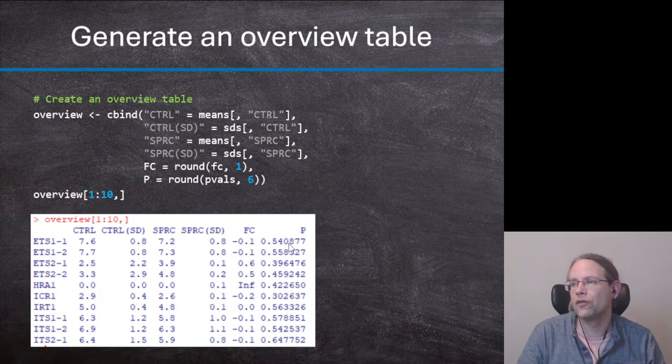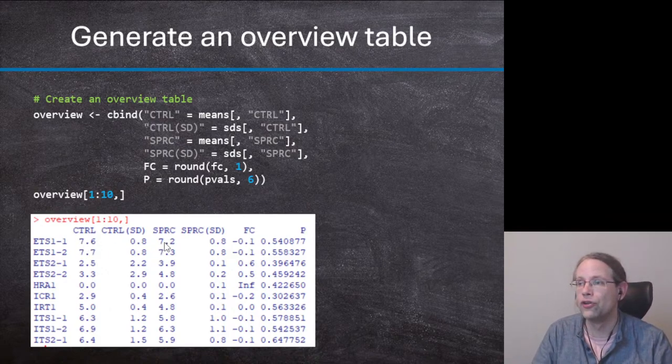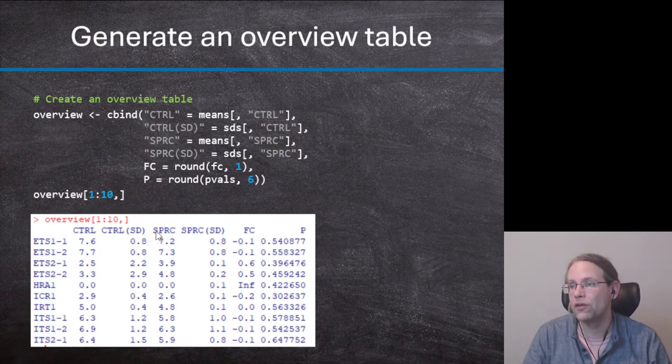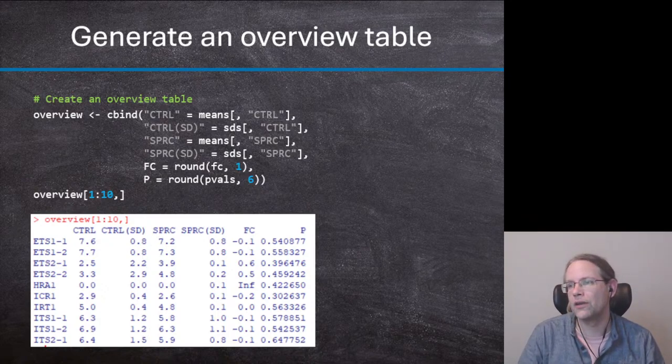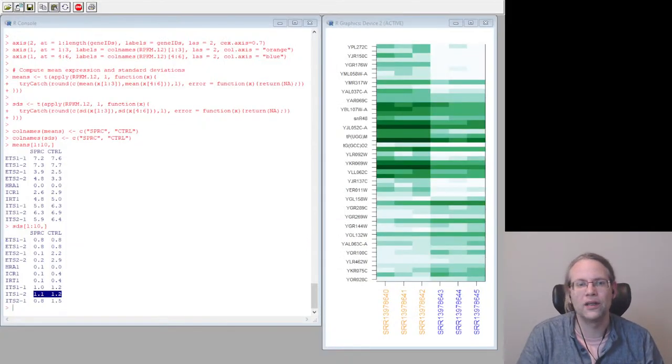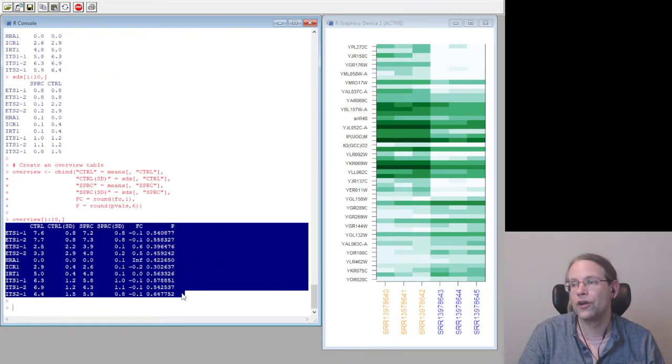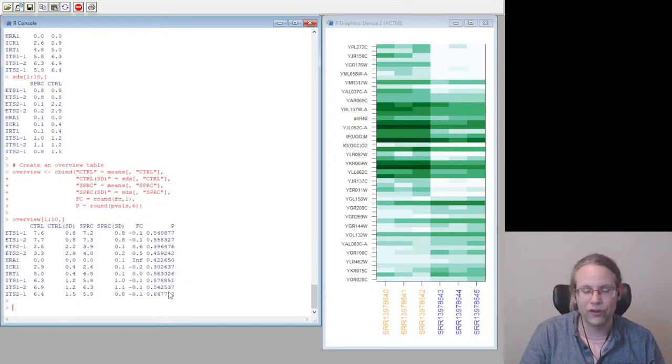And so now you can see that a fold change of minus 0.1 means that it goes from being 7.6 expressed in the control samples to 7.2 expressed in the SPRC samples. And we have this for all of the genes that we are looking at. All right, going to do that in R as well, just so that you guys know and see that the code works and that it really does something, right? And this is, of course, a little table which we could add as a supplemental material, right? Because it has all of the different genes.